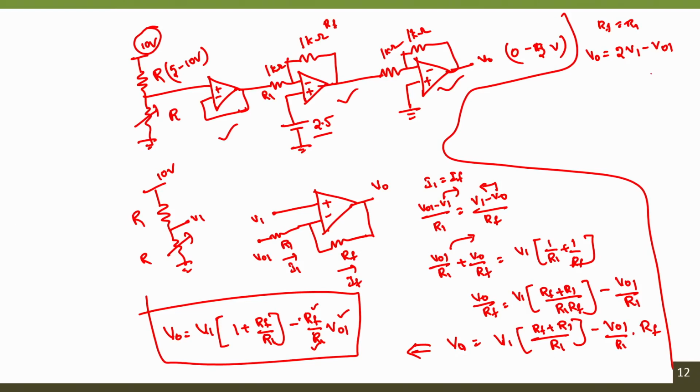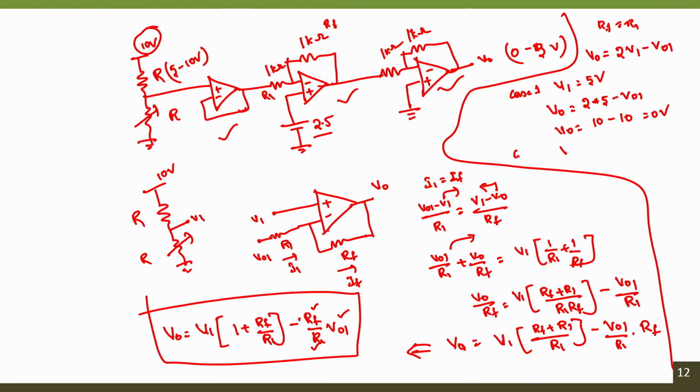Now, what do we need? Case 1. What should be the value of VO1 in order to get V0 as 0 for V1 as 5 volts? So, V0 is equal to 2 into 5 minus VO1. So, V0 is equal to 10 minus VO1. If I consider VO1 as 10, yes, I get 0. So, for an input of 5, I get 0.